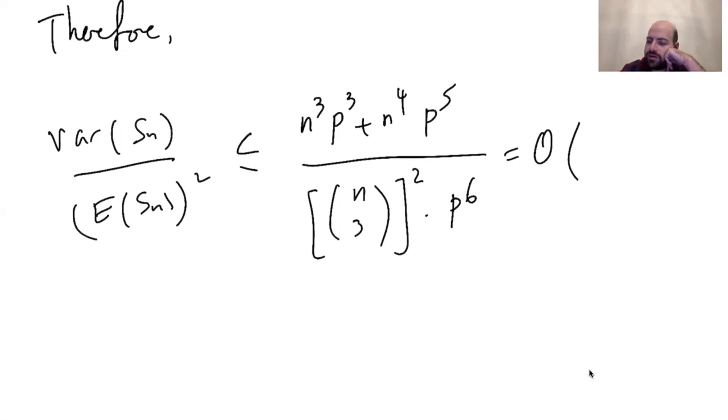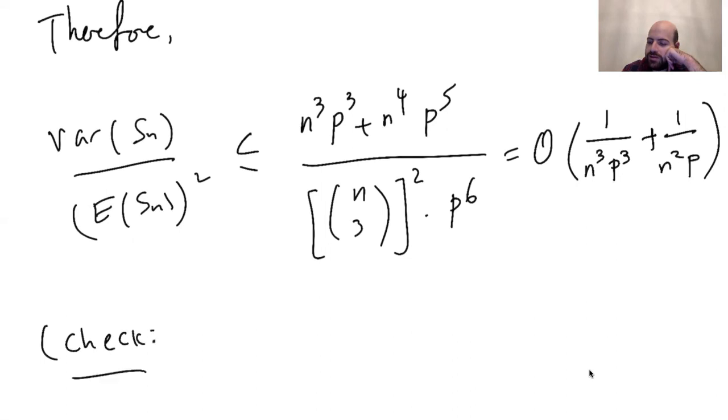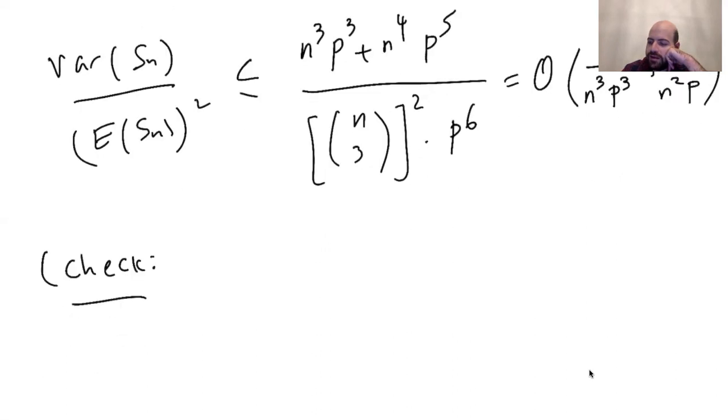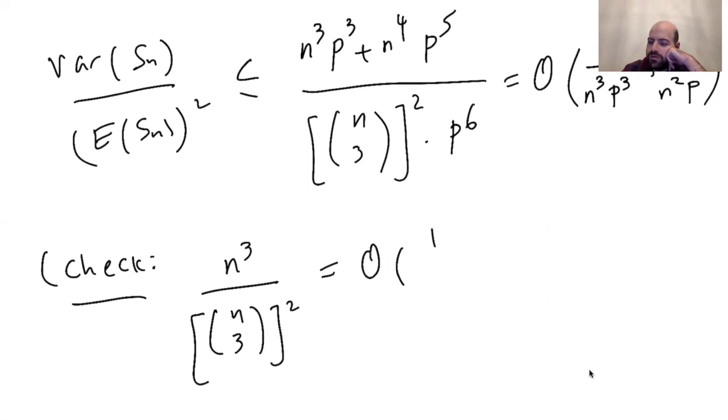So it's going to be 1 over n to the power 3 p to the power 3 plus n to the power 4 over n to the power 6 is 1 over n squared. So 1 over n squared p. So you just need to check that basically n cube over n choose 3 to the power 2 is O of 1 over n cube.